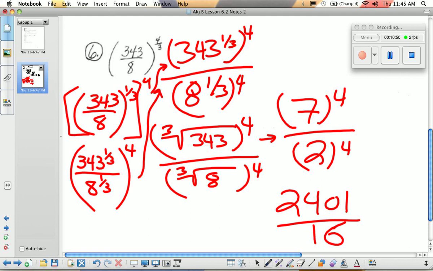So Haley, what do you think? When I put it in my calculator, I did not get that. What'd you get? The decimal. Well, you are going to get a decimal. Oh, yeah. So I want you to take 2,401 divided by 16 and see if you get the same decimal as you got right there. But I also want us processing why 2,401 should be bigger than 343 and 16 should be bigger than 8.